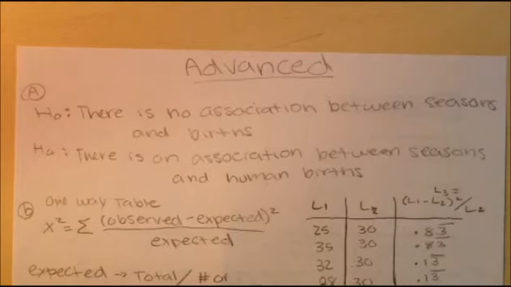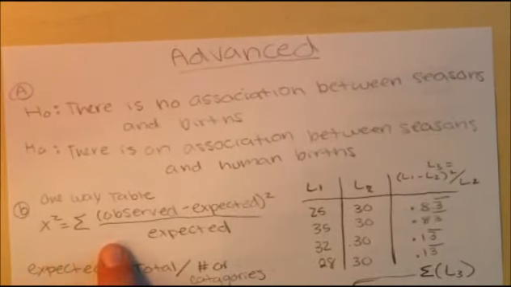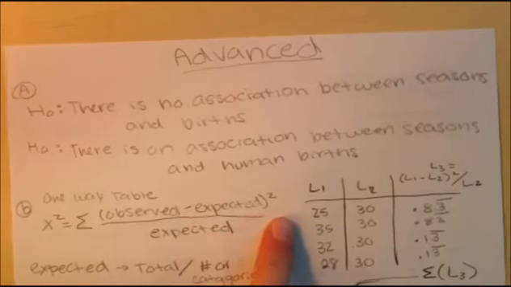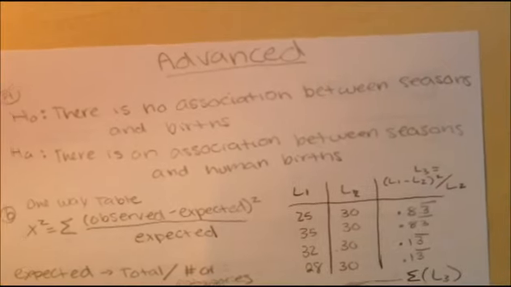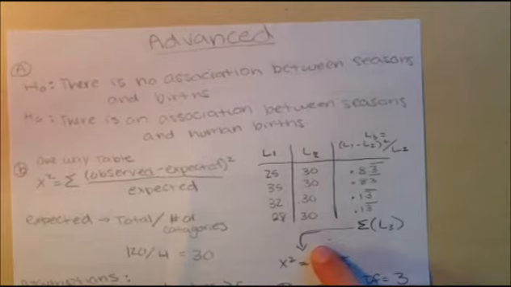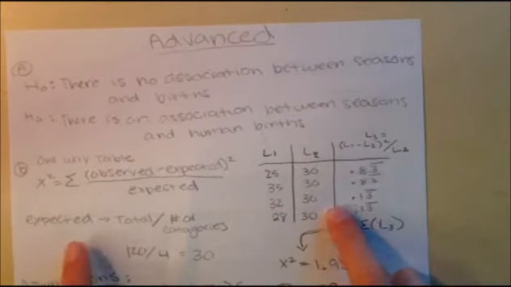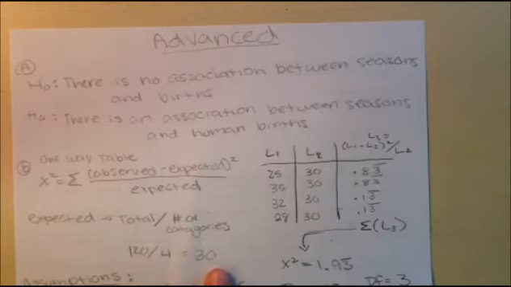So we do this using a one-way table of all of the observations and expected. Let's start at the beginning. The equation for a chi-test is x squared equals the sum of the observed minus the expected, squared, all over the expected values. If you were to put all of the values in the problem in L1 and all the expected values in L2, and you calculate expected by taking the total and dividing by the number of categories, in this case 120 divided by 4, giving you 30 each.